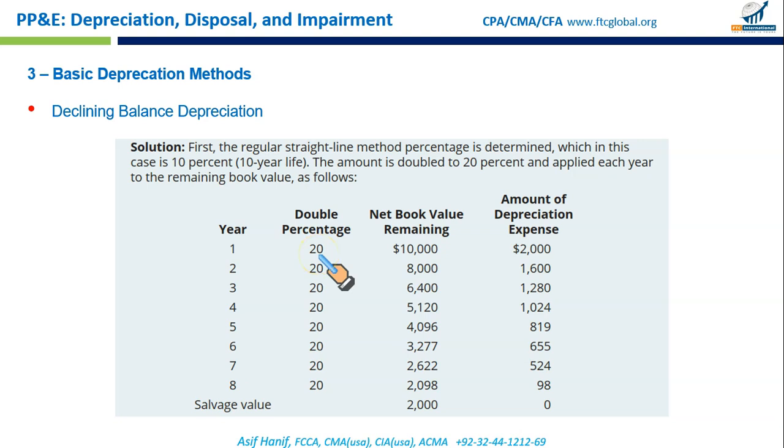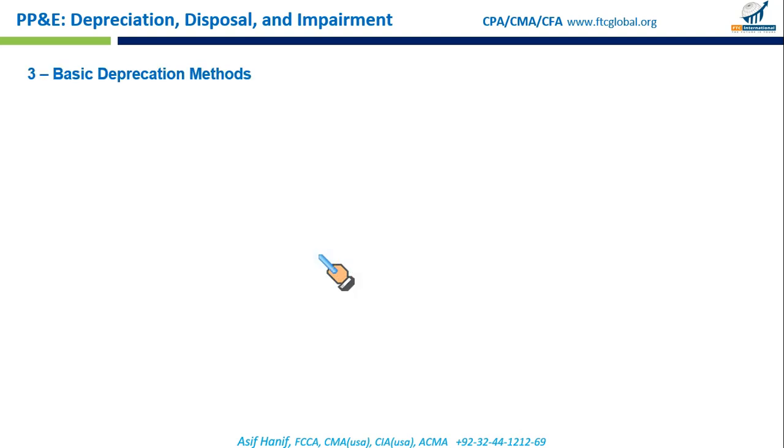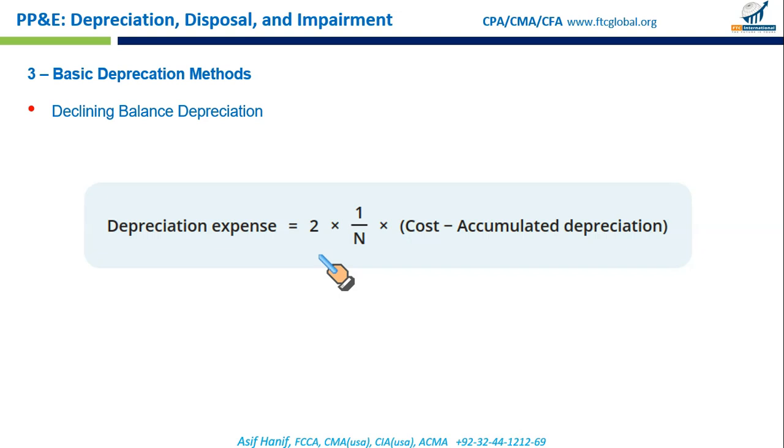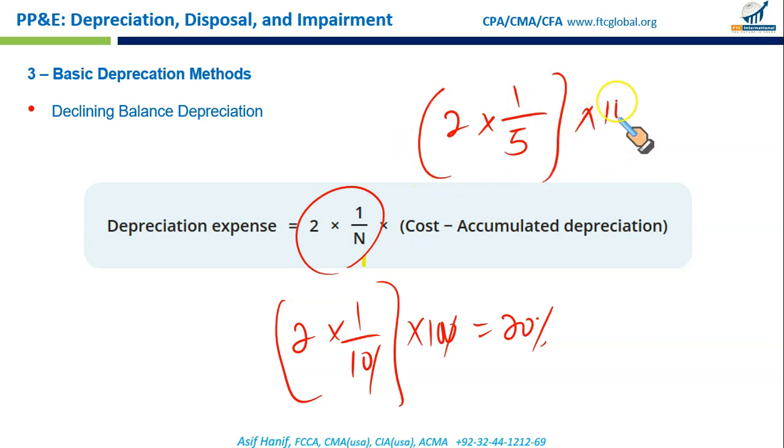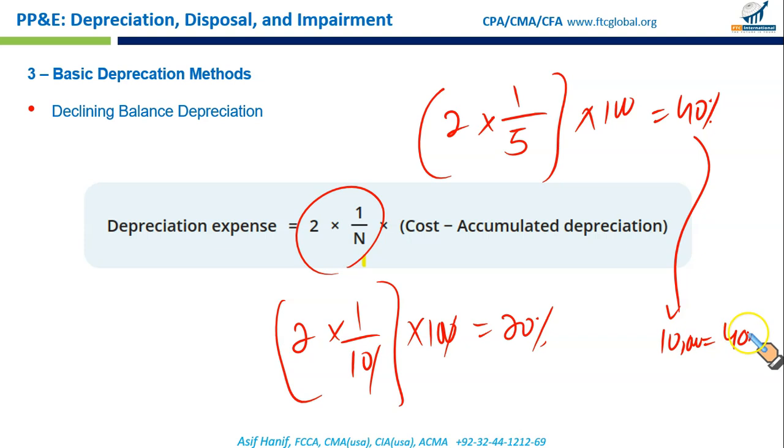How did we get this 20%? Just look at the formula. See, this part represents percentage. If you just calculate this, 2 times 1 over 10 times 100, effectively it gives you the depreciation percentage. Like in our example, it was 2 into 1 upon 5 times 100. So in our example, it was 40%. And rightly so, 40% of 10,000, depreciation was 4,000 in year 1.